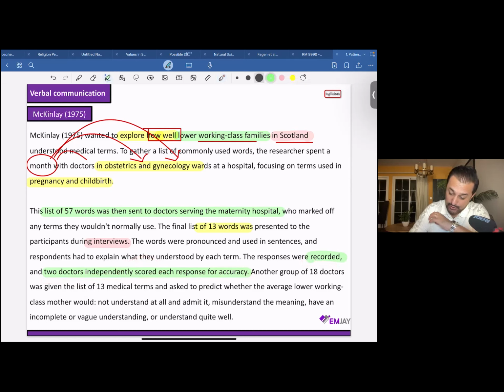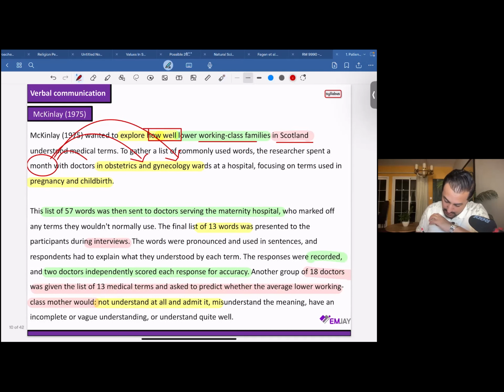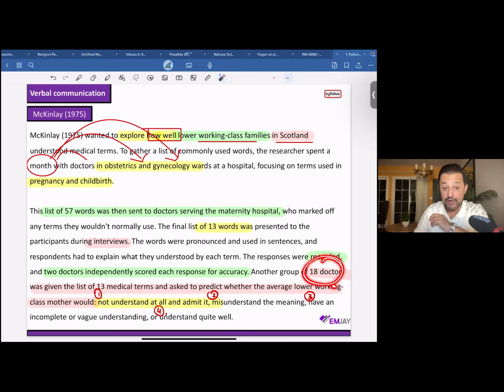Another group of 18 doctors was given the list of 13 medical terms and asked to predict whether the average lower working class mother would not understand at all and admit it, misunderstand the meaning, have an incomplete or vague understanding, or understand quite well. So we're talking about four different categories. Let me number this so that you have a better understanding. One, two, three, and four. These were the four options given to a group of 18 doctors, who were given this list of 13 medical terms and asked to predict. The word over here is predict.